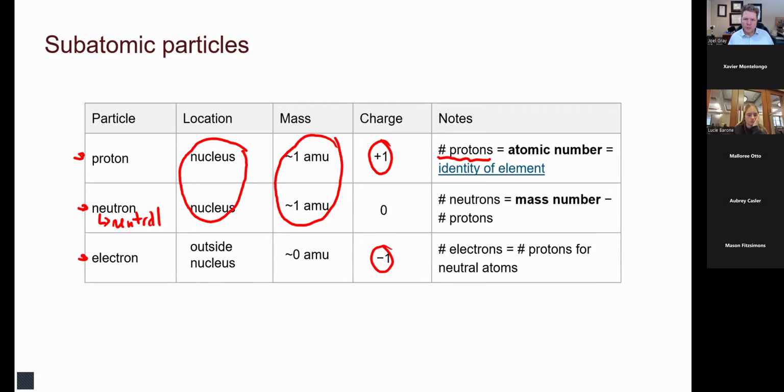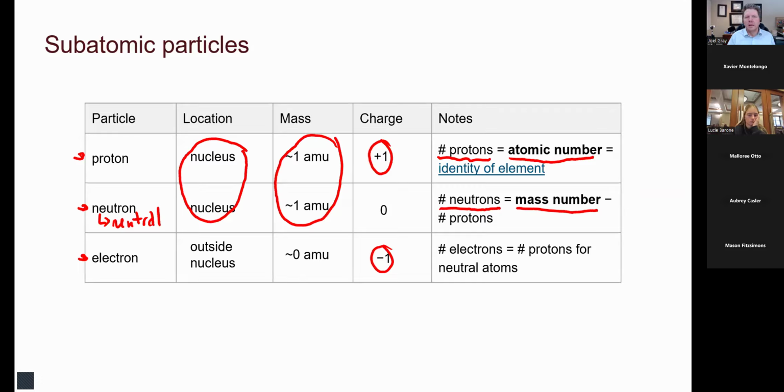Now, some important things to know. Your number of protons is the same as the atomic number, which gives the identity of an element. Your number of neutrons is equal to your mass number minus your protons. And we're going to look at the periodic table. I mentioned this last time, but we're going to look at some of these numbers as well. Your number of electrons is equal to the number of protons for neutral atoms.